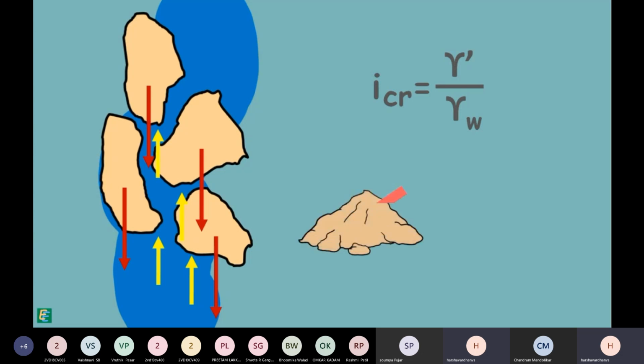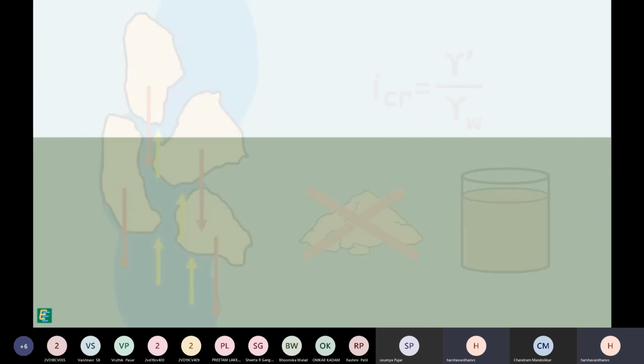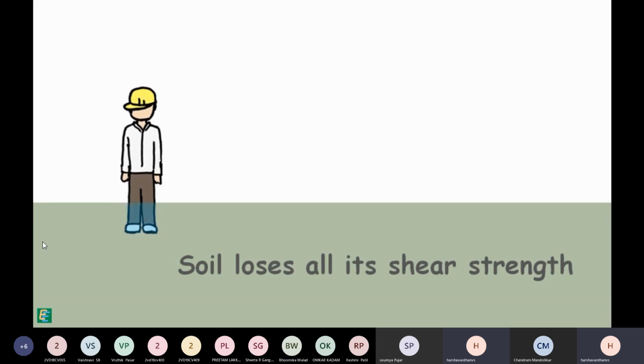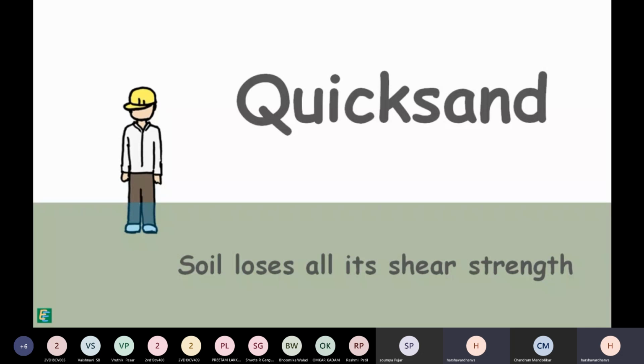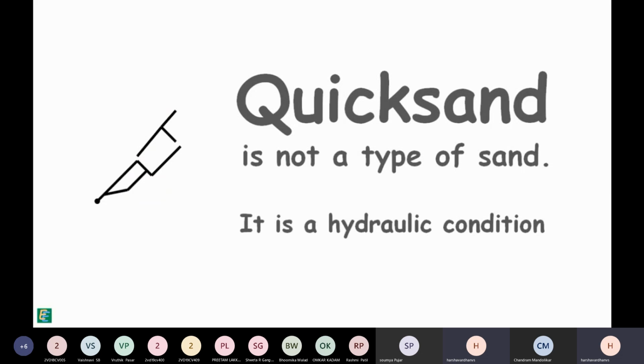Soil in such state does not behave like a soil anymore, but behaves like a very viscous liquid. Soil loses all its shear strength and is no longer able to support any load. This phenomenon is called quicksand. Note, quicksand is not a type of sand. It is a hydraulic condition.